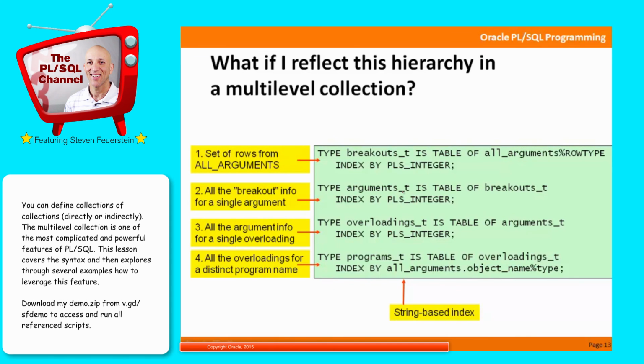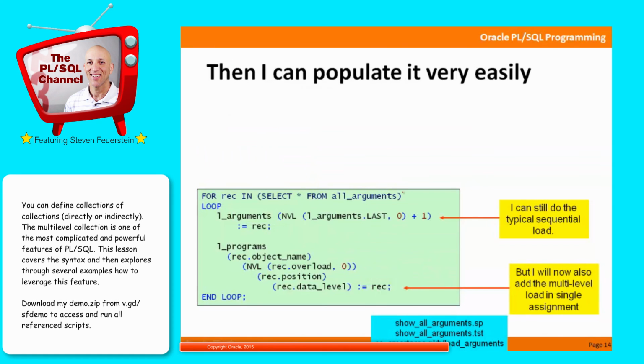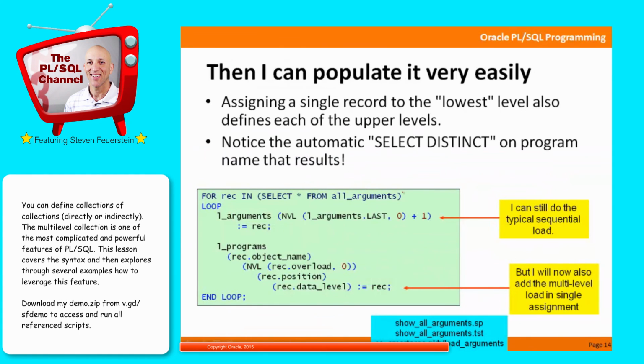And once I made this change to my 4-level nested collection, I found that it was, first of all, really easy to populate this complex collection. It looks like it'd be really difficult, but it wasn't at all. So originally what I did was assign my record to my single level collection of records. That was certainly easy enough, and I added it sequentially to the list. But now what I'm going to do is take that same record and add it to my 4-level nested collection. So I use my record object name to specify the name of the object. My record overload is my overload number. The position is the position within the list, and the data level is my breakout level.